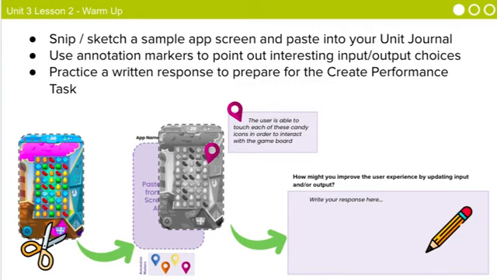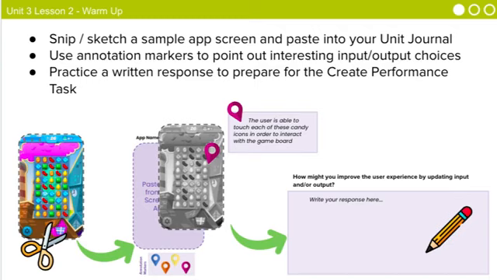So an example would be to snip or sketch a sample app screen and paste it into your journal, except you can't really do that because we're not using digital journals. And then you would point out interesting input-output choices and practice a written response to prepare for the create performance task. So the question is, how might you improve the user experience by updating input and or output?